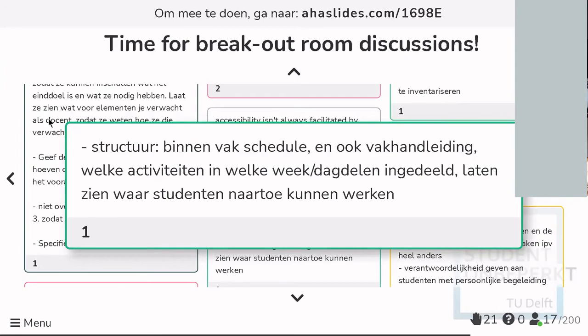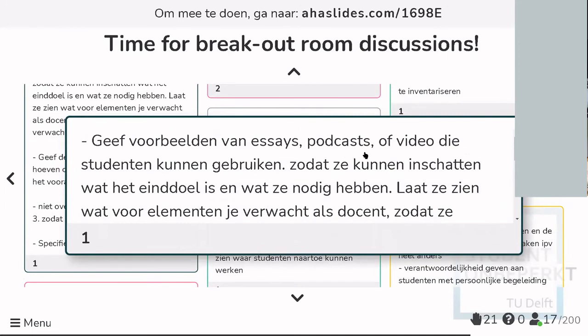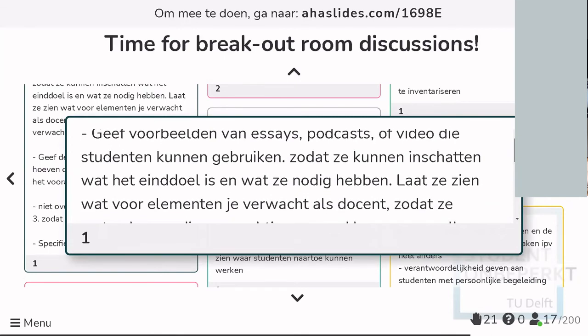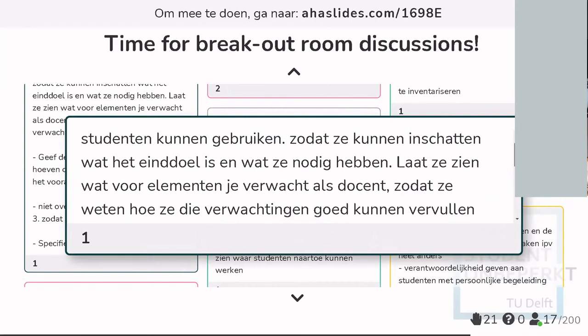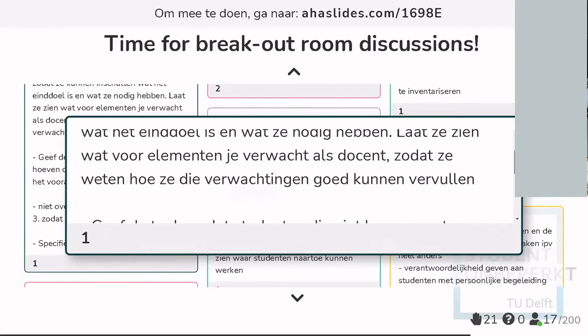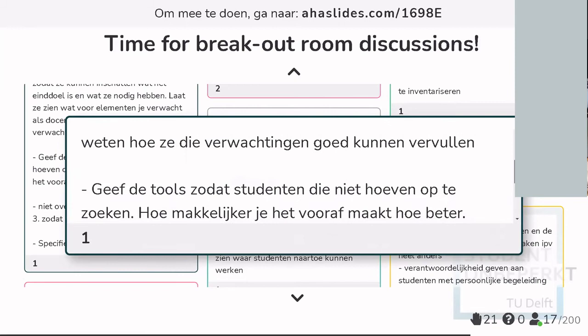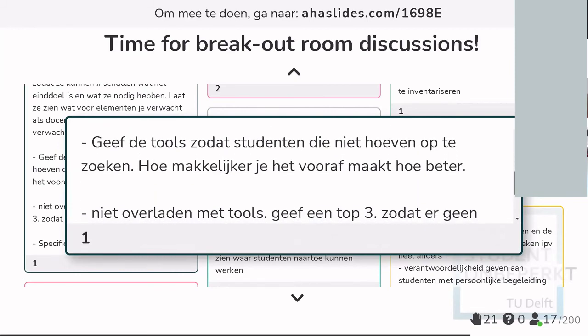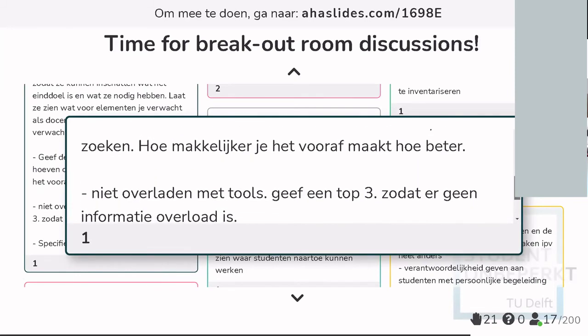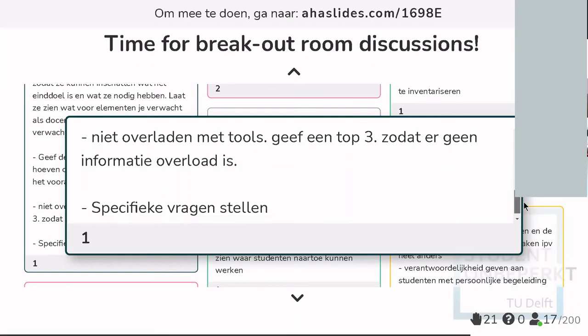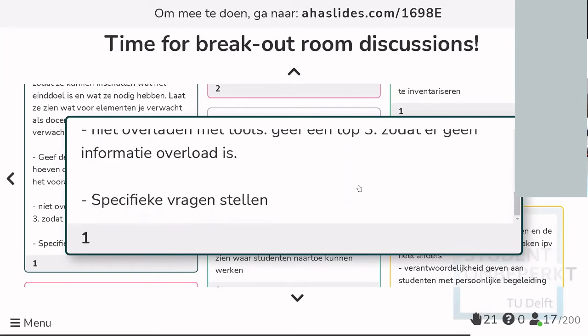Okay. I'm sorry, my translating directly from Dutch to English is not that great. Give examples of essays. I've heard this one also a lot from students. So from the essays, you can see what the lecturer expects from the course. Give tools for students so they don't have to search for them. The easier, the better, but not too many tools. And asking specific questions. Can breakout room 1 explain what they mean with specific questions?